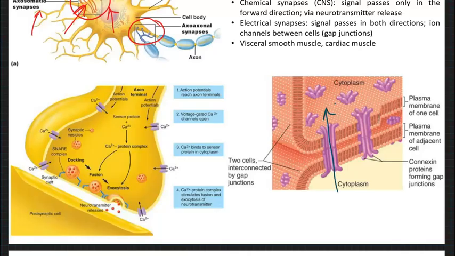So an electrical synapse can convey the signal one way and then another. Why? Because electrical synapses are essentially ion channels that connect two cells. And as you can expect, I have a great analogy for you.